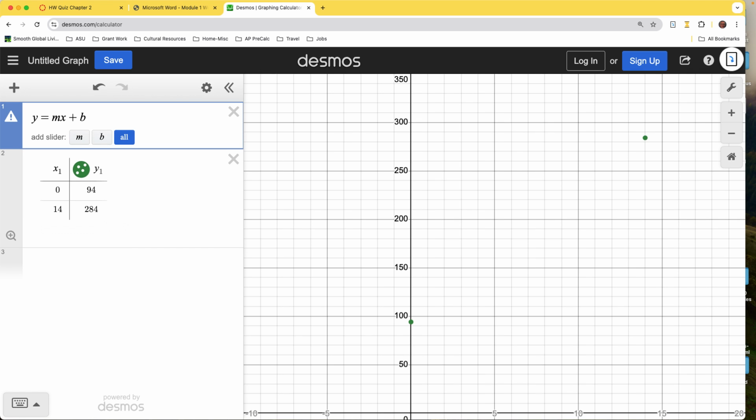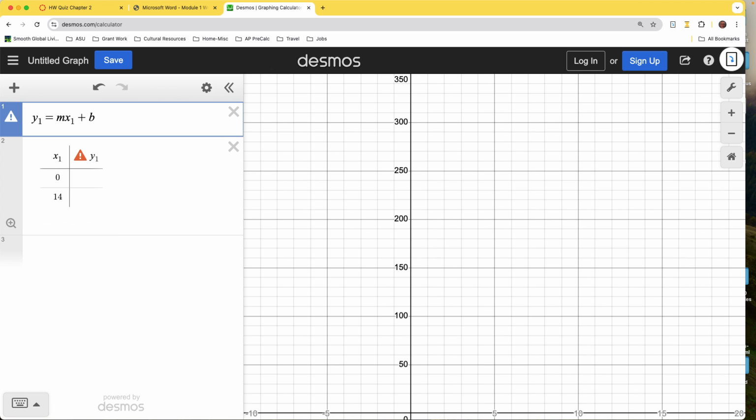That's our linear equation. But I don't see any line drawn, and I'll show you we're going to change this slightly. In this table, what are my y values? Are they just y? No, they're y1, because I could do multiple tables. So I need this y to be y1. I just put in a 1, and Desmos knows to make it a subscript. The x is x1, so I'm going to put that in.